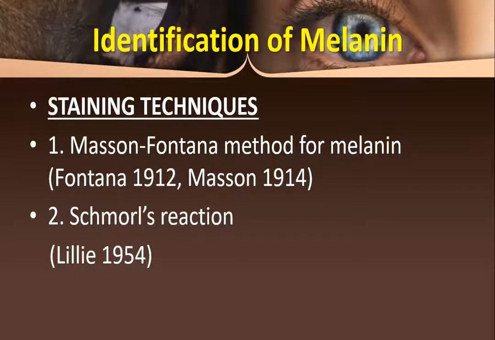The Masson-Fontana method was first described by Fontana in 1912 and modified by Masson in 1914. The Shimori reaction was discovered by Lillie in 1954.